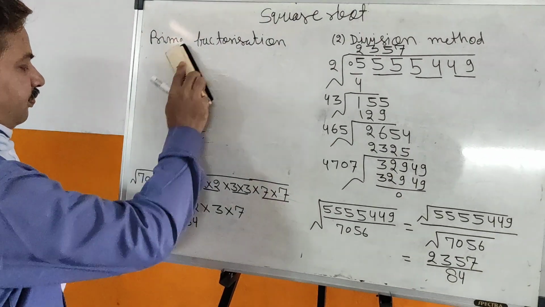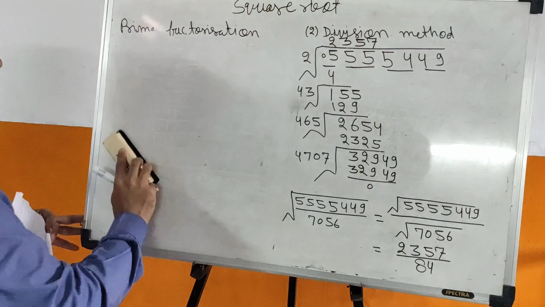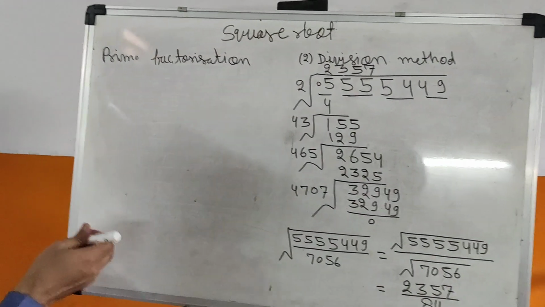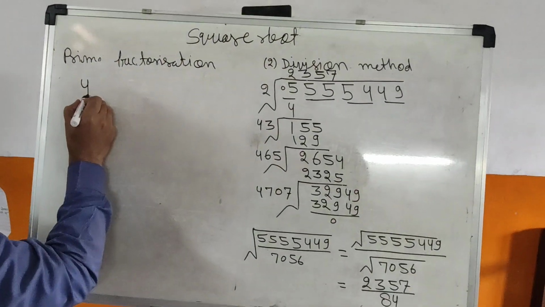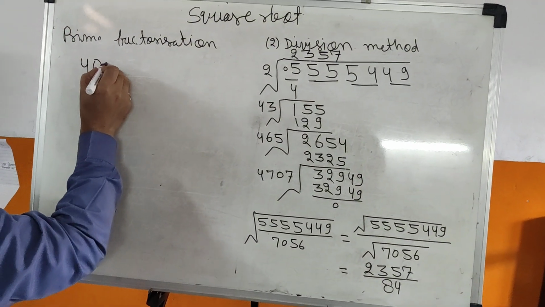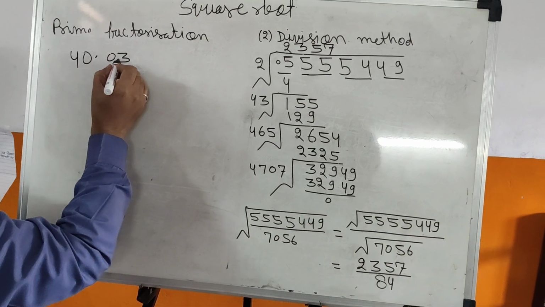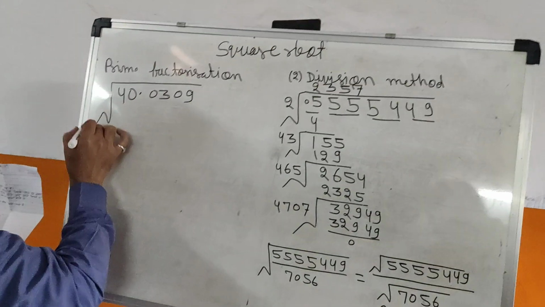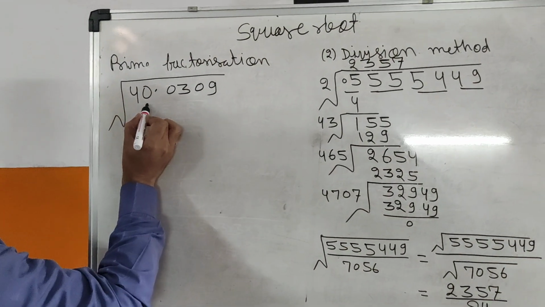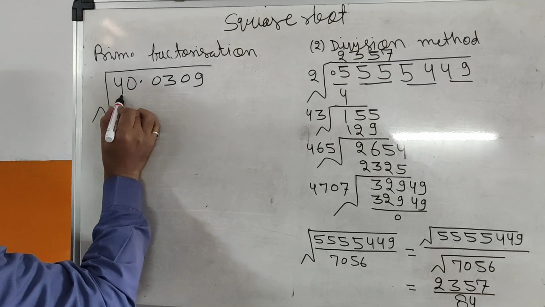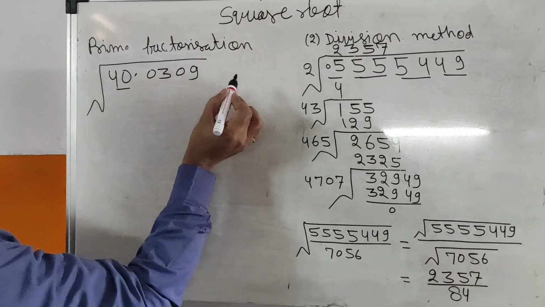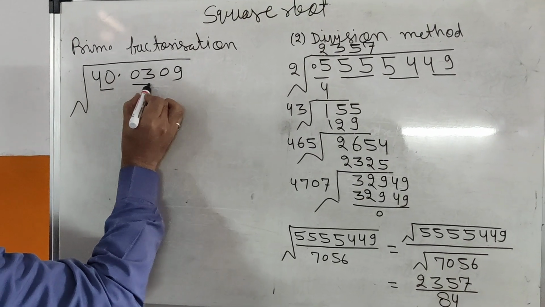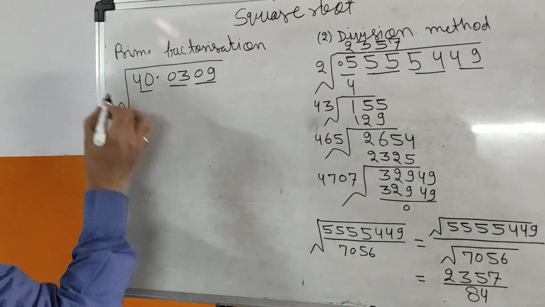Now see one more example. How will we find the square root of a decimal number? For example, 40.0309. That is the number whose square root we have to find. So before the decimal we will make pairs from the right hand side. So only one pair there. And after the decimal part, we will make pairs starting from 03. This is one pair, and that is the second pair.